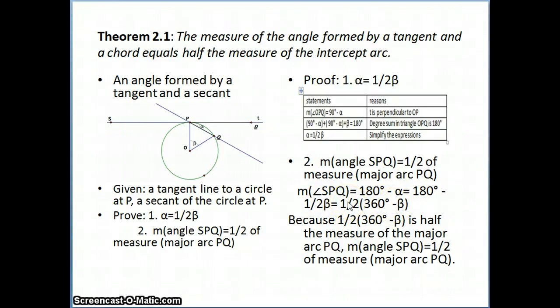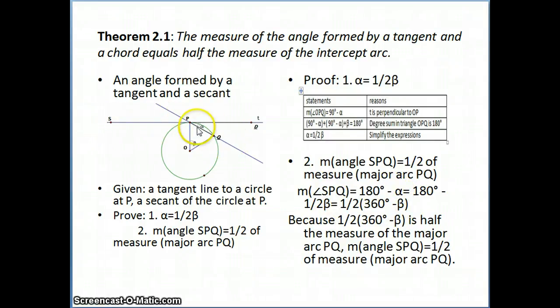This can be verified if I distribute 1/2 by the distributive property. 1/2 times 360 is 180, and 1/2 times beta is minus 1/2 beta. So that's how we get this. Factoring out 1/2, we get 1/2 times 360 minus beta, and that's the measure of the big angle SPQ.